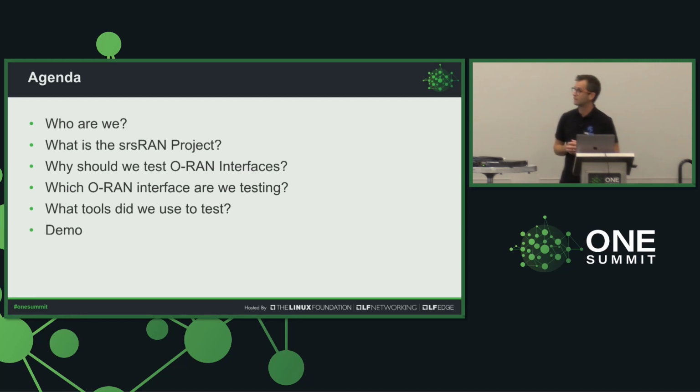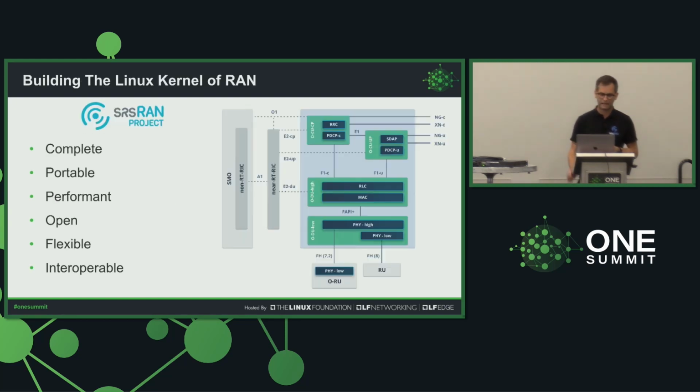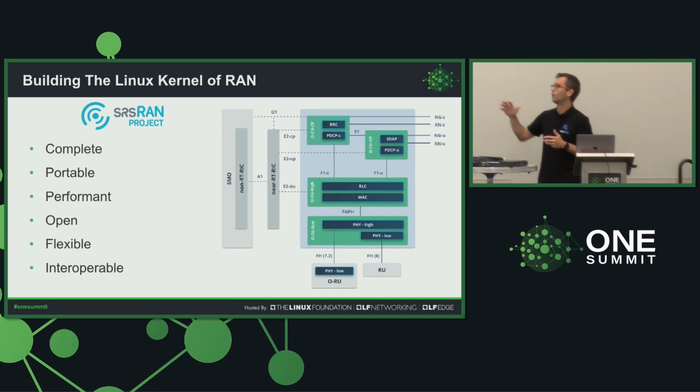And that's how we started the SRSRAN project, which is, as I said, a complete implementation, including layer 1, 2, 3. So we always say from IQ to IP. And our goal is really to focus on the CU and the DU. So all of what you're seeing here in the picture in green-blue shade is what we are doing.